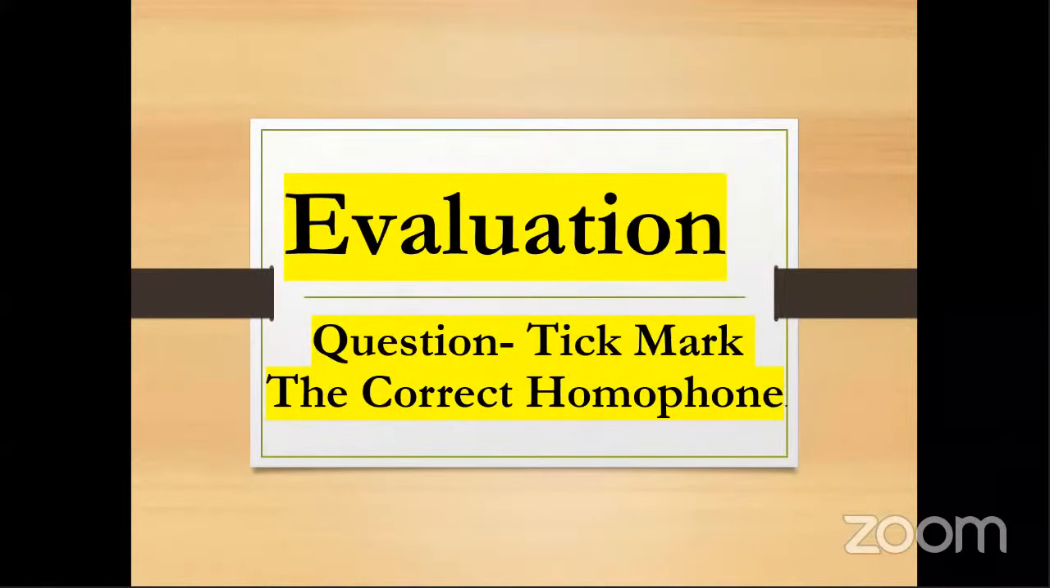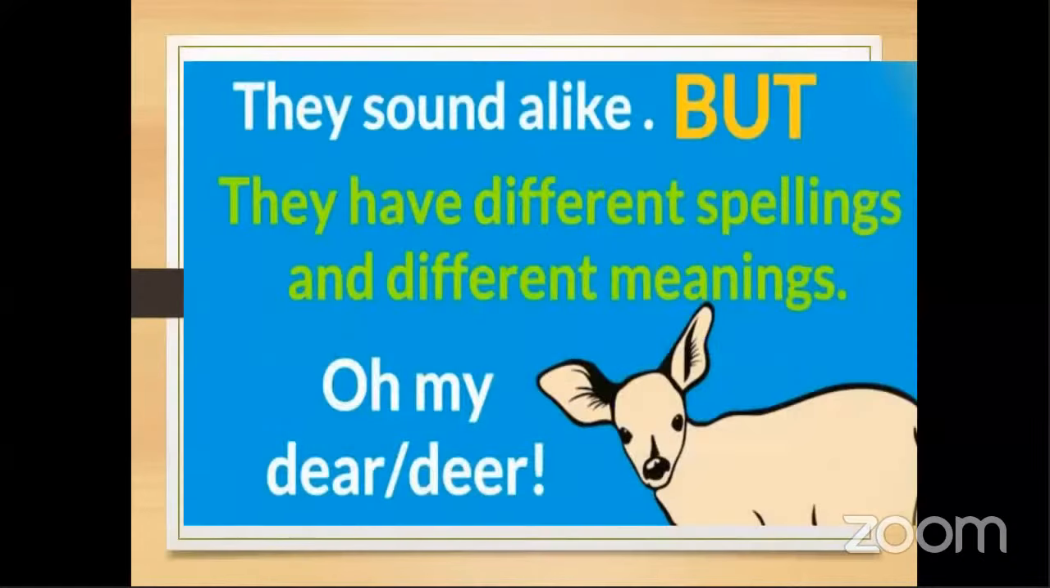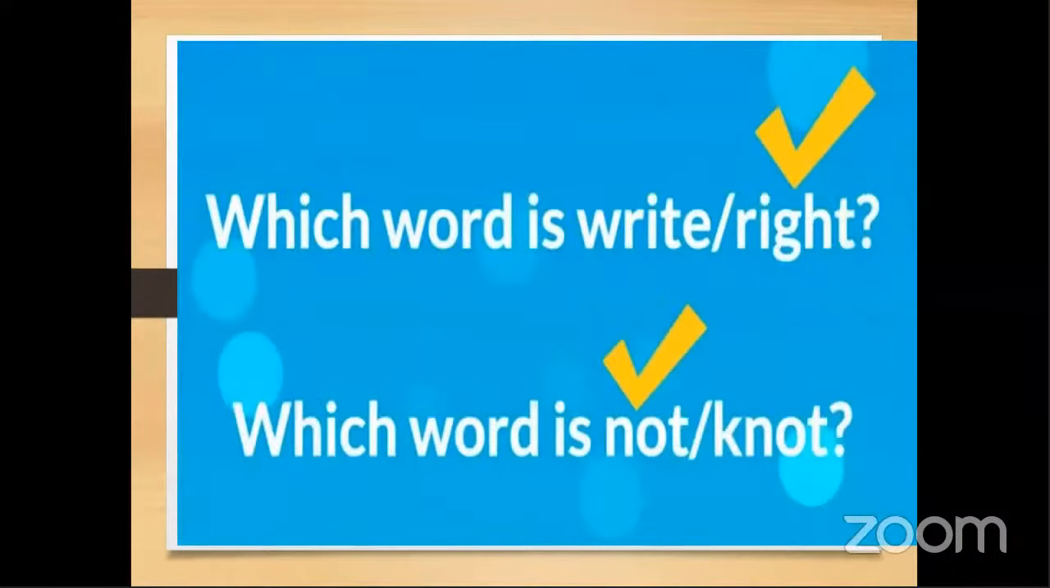Evaluation. Now tick mark the correct homophone. They sound alike, but they have different spellings and different meanings. Oh my dear, D-E-A-R, D-E-E-R. Which one will you choose? D-E-A-R is wrong. D-E-E-R is the picture. It is an animal. So which word is right or write? R-I-G-H.